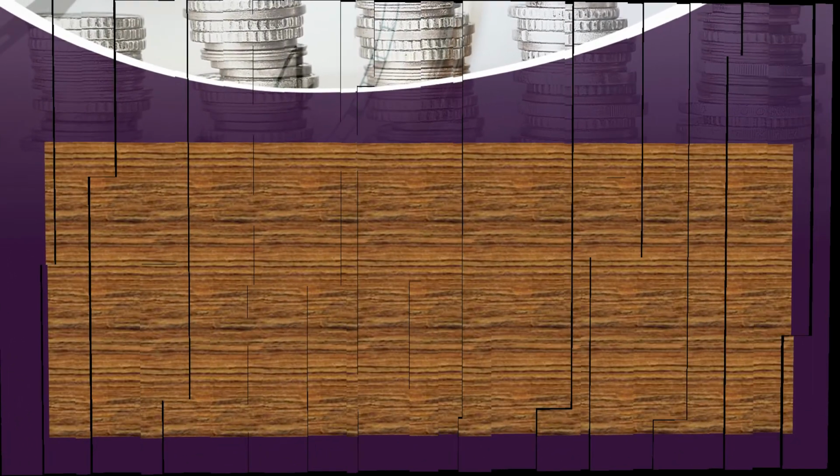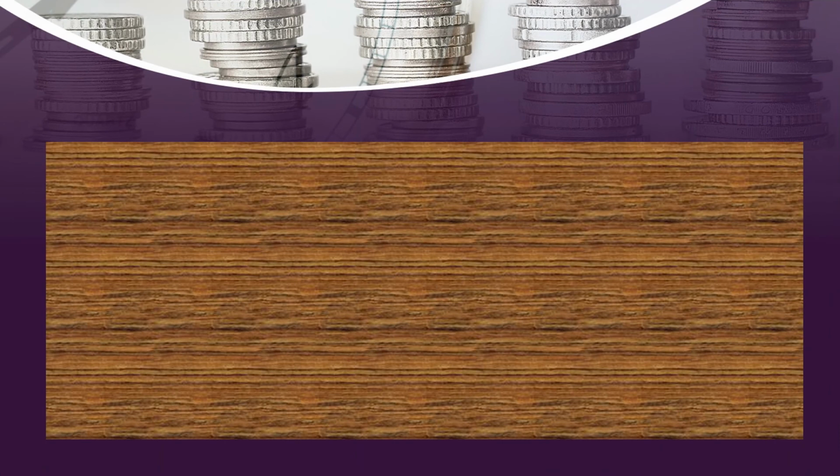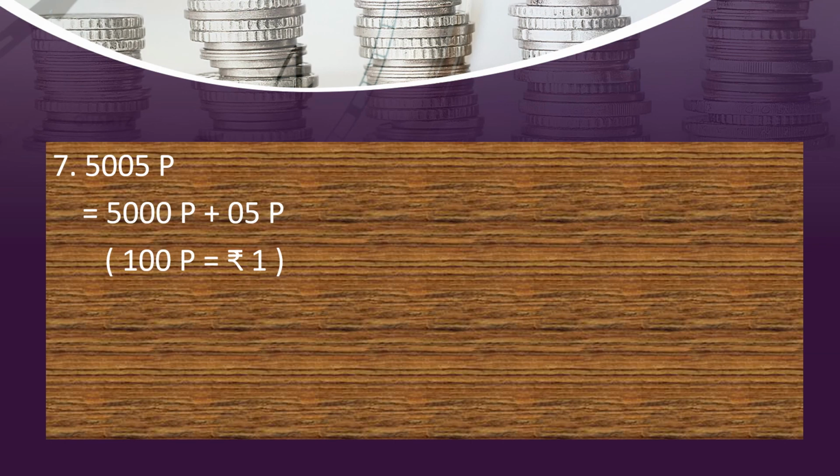Now, 5005 paise. This can be written as 5000 paise plus 5 paise. As you all know, 100 paise is equal to rupee 1. So I can write 50 rupees plus 5 paise. And this is equal to rupees 50.05.